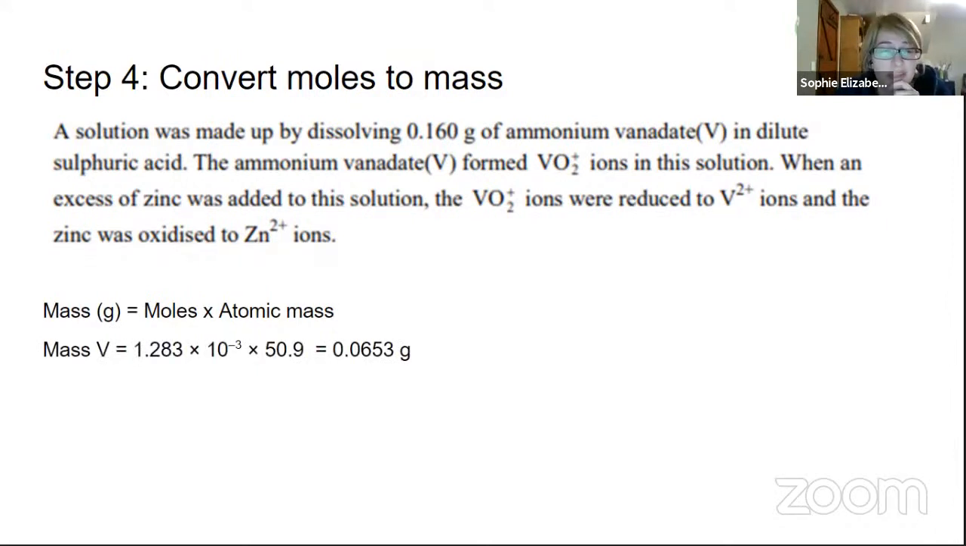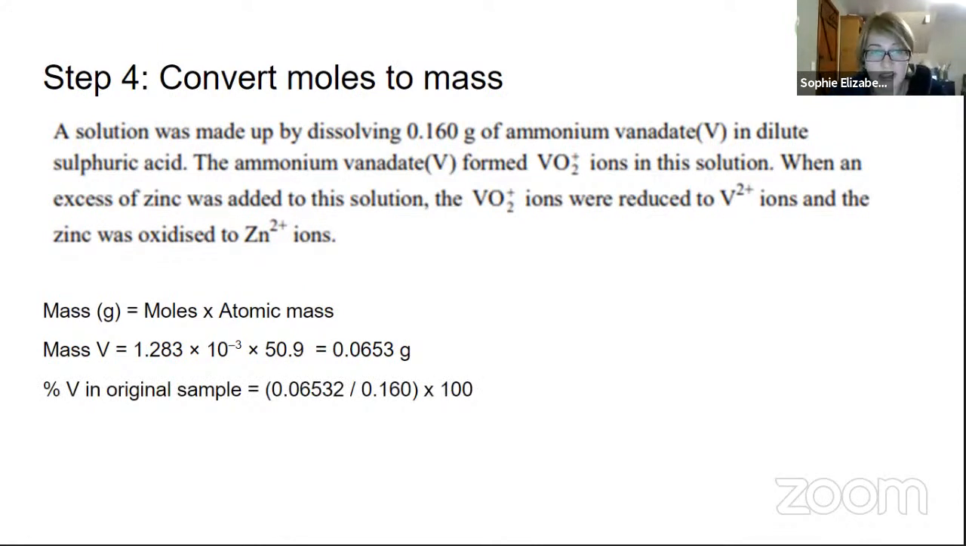I'm 99% sure you'll be given a periodic table, so you won't need to remember all of your atomic masses. Basically, I'll take the moles that I've worked out and multiply by the atomic mass of vanadium in this case, and that gives me my 0.0653 grams.